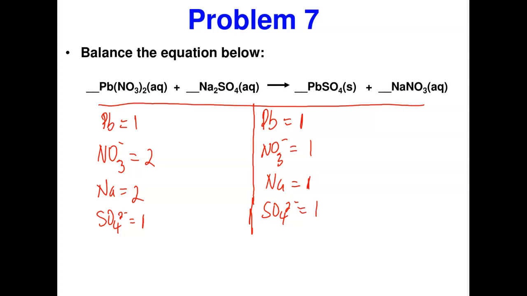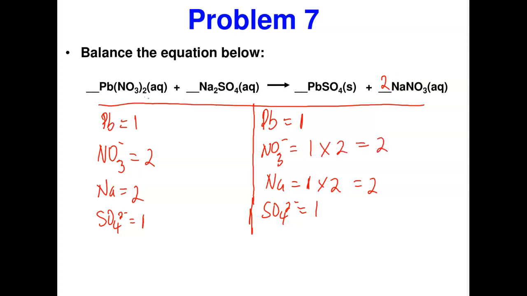My lead, balance metals first. Lead is balanced. So let me go to my sodium. My sodium is 2 here, is 1 here. So I'm going to times it by 2. Add 2 here is 2. Sodium is balanced here, but I've messed up my nitrate. My nitrate is now 2, right? So I'm going to go fix my nitrate.